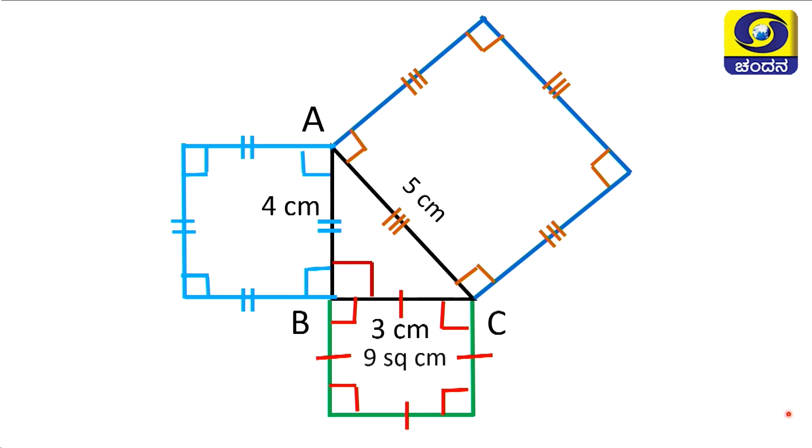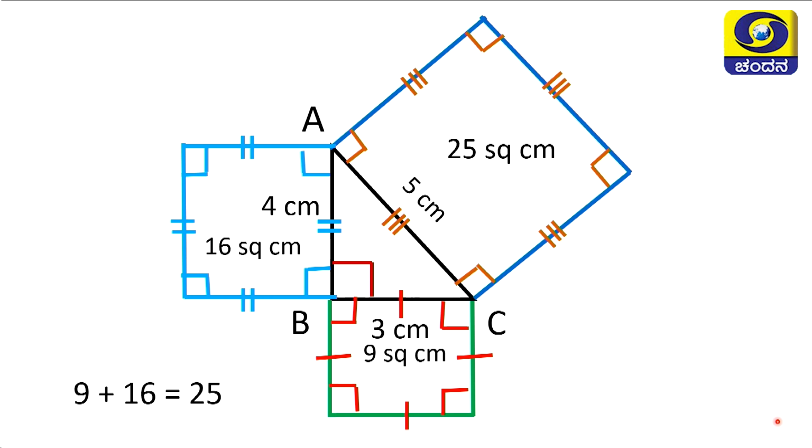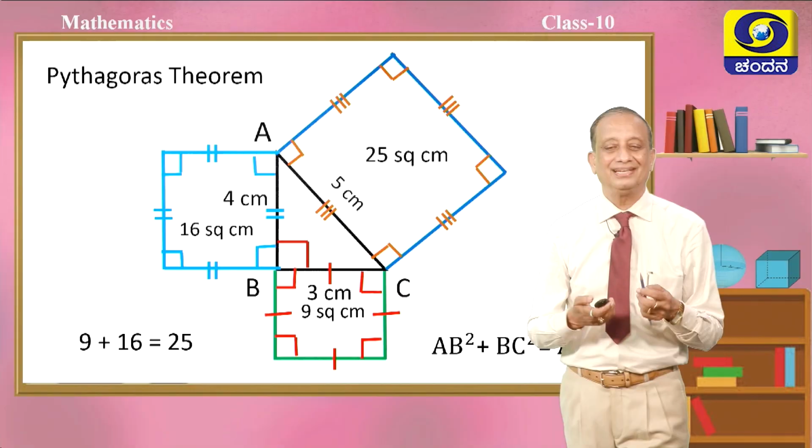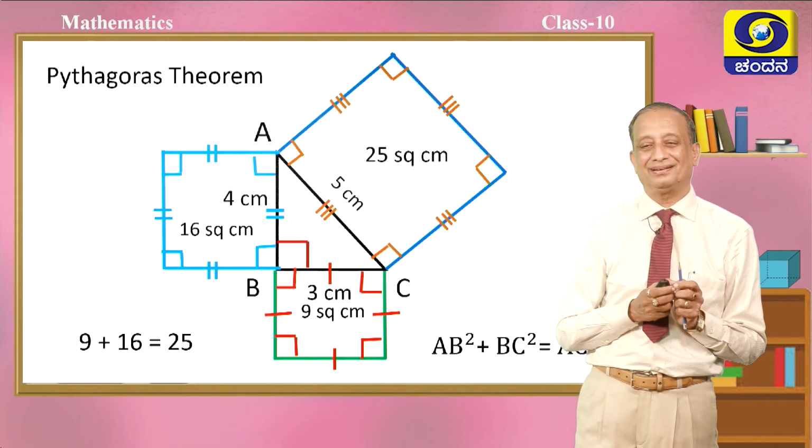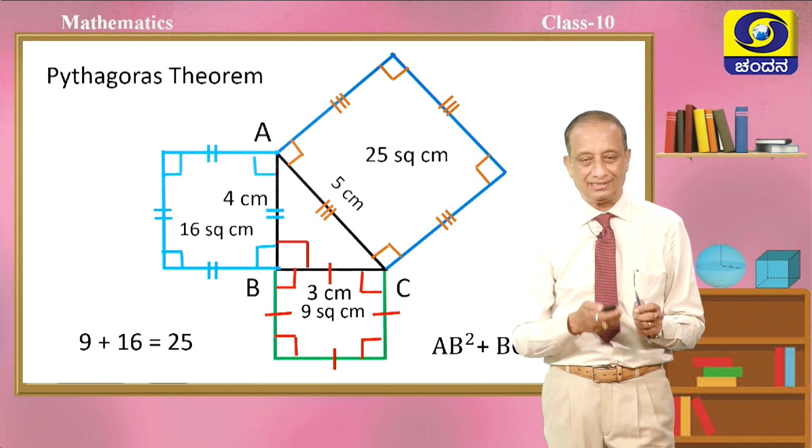Area will be 3 into 3, 4 into 4, 5 into 5, that is 25, and you can easily see here 9 plus 16 is equal to 25. Therefore, we can say that AB square plus BC square is exactly equal to AC square. Children, this is in fact Pythagoras theorem. This is our Pythagoras theorem, children.